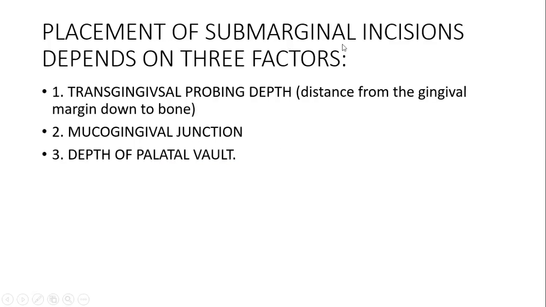For the placement of the submarginal incision, we have to take care of some things, and it depends on three factors: the transgingival probing depth, that is the distance from the gingival margin down to the bone, and this probing depth is used as a guide for the placement of the submarginal scalloped incision. Then the mucogingival junction, where we have to see the keratinization, and then the depth of the palatal vault. In the palate, the lack of keratinized tissue is not a concern, so we place a submarginal scallop. We take the submarginal incision into consideration.